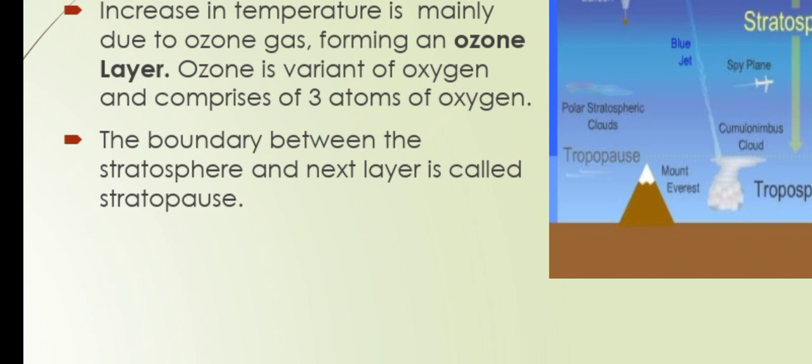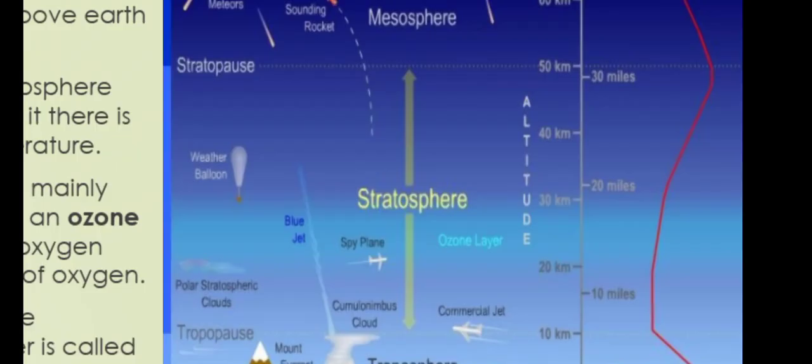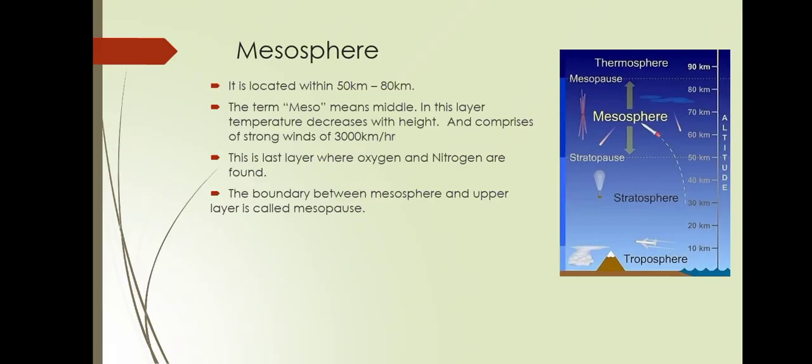The boundary between the stratosphere and the mesosphere is called the stratopause. As you can see in this diagram, there is a tropopause, and after the tropopause there starts the stratosphere. As the stratosphere extends till 50 kilometers, when it reaches 50 kilometers, there is a boundary line between the stratosphere and the mesosphere, which is referred to as the stratopause. After the stratopause there comes the mesosphere.